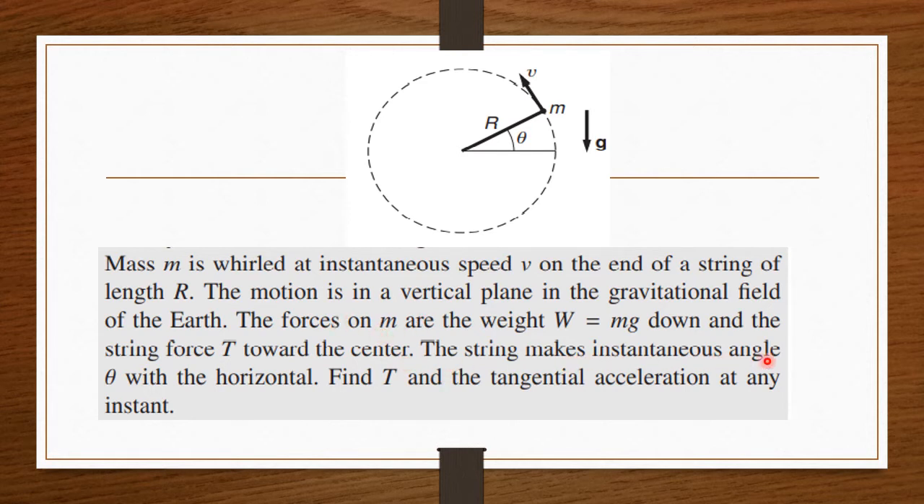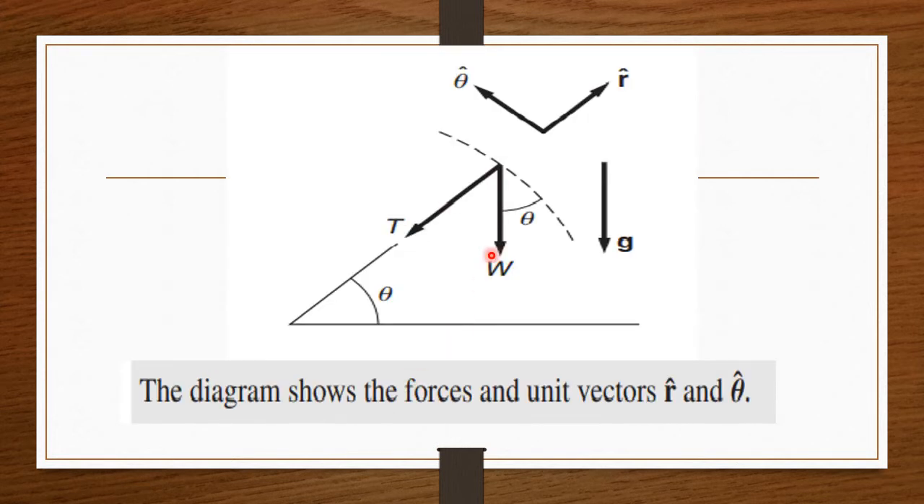The string makes an instantaneous angle theta with the horizontal. Theta is the angle made by the string with the horizontal. Now we have to find out the string force T, and also the tangential acceleration at any instant. These two are the physical quantities we have to find out. Here this is the direction of T, the string force towards the center. The weight of the body is downward along with g, and these are the unit vectors in the direction of r and theta.